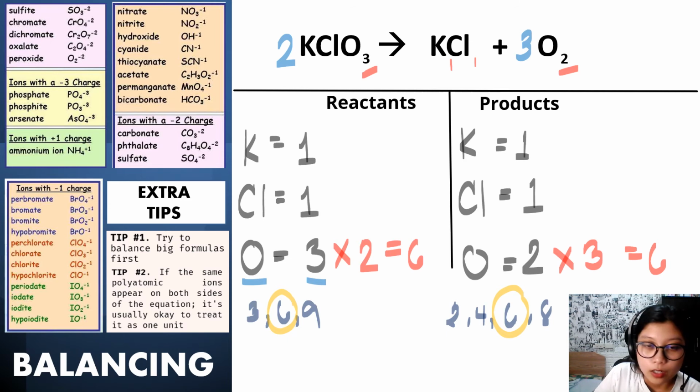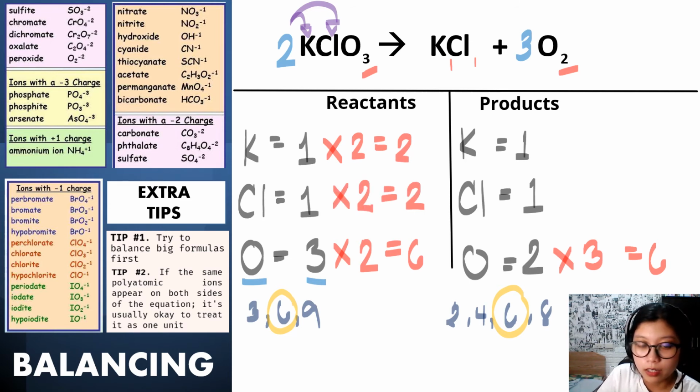Now, let's go back to the reactant side. As you can see, KClO3 is a compound. So this means that K and Cl are also affected. So what happens? K will be multiplied by 2 and will have 2 atoms. Same with Cl, which will attain 2 atoms. Now, K and Cl are not balanced. So what are we going to do? We will multiply K by 2 for them to be balanced.